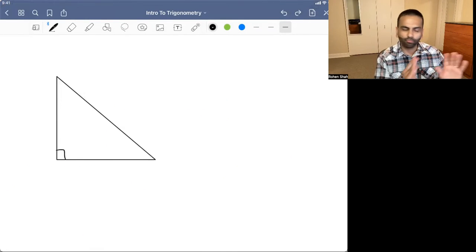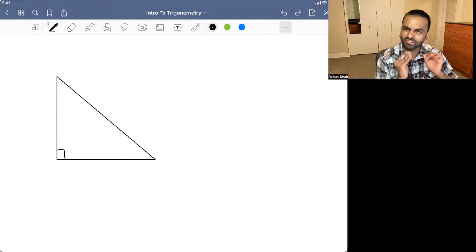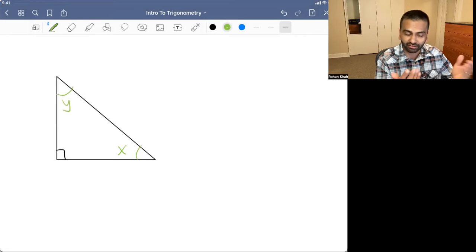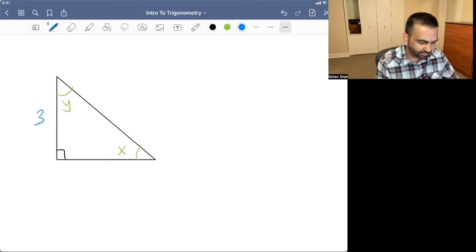Now let's talk a little bit more generically. So here, instead of a specific angle like 30 degrees, what if I called this angle over here x? So this is x degrees. And this other angle over here, y degrees. So the angles can be variables too. What if the sides here were 3, 4, and the hypotenuse is 5?